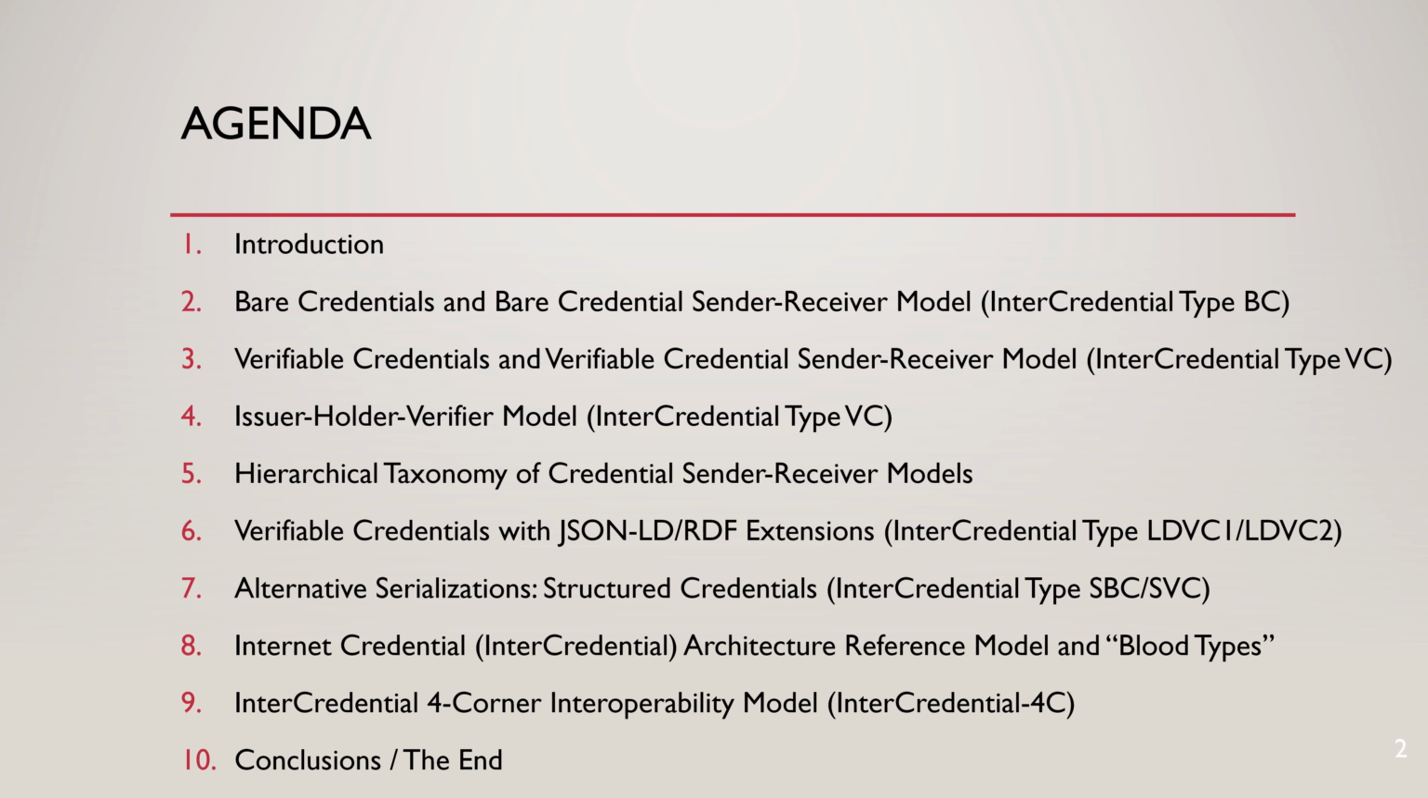And once we've seen those first three, the bare credential model, the verifiable credential model, and the issuer-holder-verifier model, we start to see a bit of a hierarchical taxonomy of credential sender-receiver models. So we're going to cover that off in step 5. Then we're going to look at two more variations or extensions of the intercredential model. We're going to look at verifiable credentials that have JSON-LD RDF extensions.